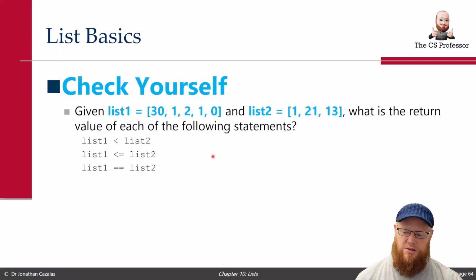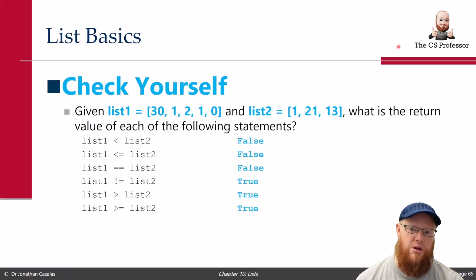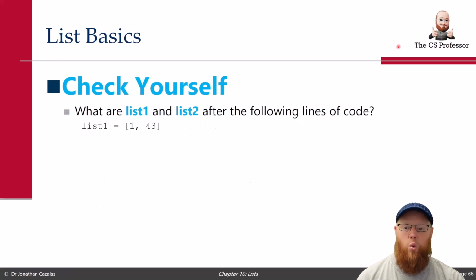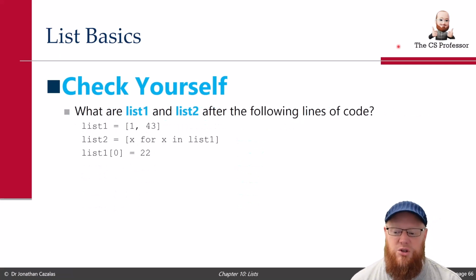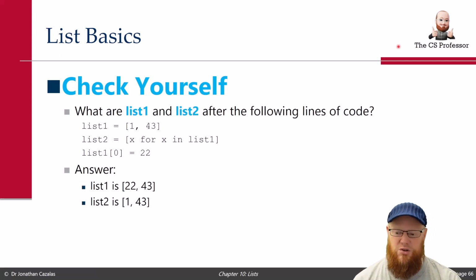Given these two lists, what are all of these values and what do they evaluate to? Again, you're going to want to go through this and then compare it to your solutions. Solve them on your own. Don't look at the solutions until afterwards. What are list 1 and list 2 after each of the following lines of code? List 1 is this, list 2 is that.